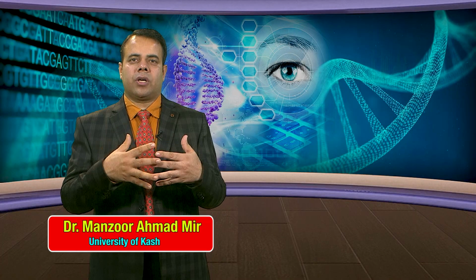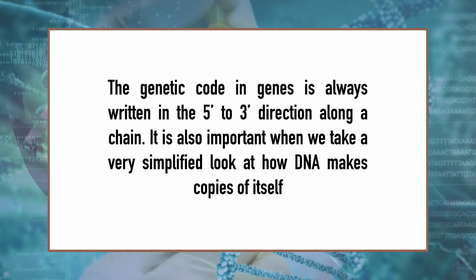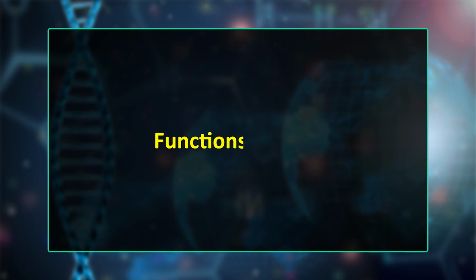This 5' to 3' notation becomes very important when we start talking about the genetic code and genes. The genetic code in genes is always written in the 5' to 3' direction along a chain. It is also important when we take a very simplified look at how DNA makes copies of itself. Dear students, we will discuss in brief the functions of the DNA.